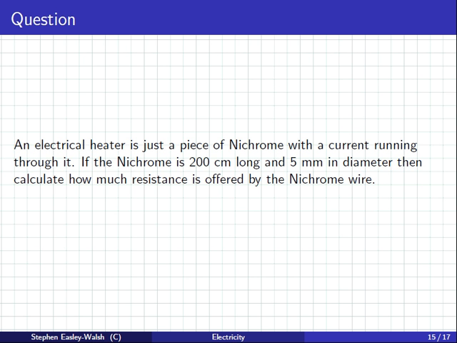200. And how do you get the A? It's pi r squared. But be careful, this 5 is the diameter. You need the radius. Calculate it for me, please. Oh yeah, it's meters. Got your calculator?